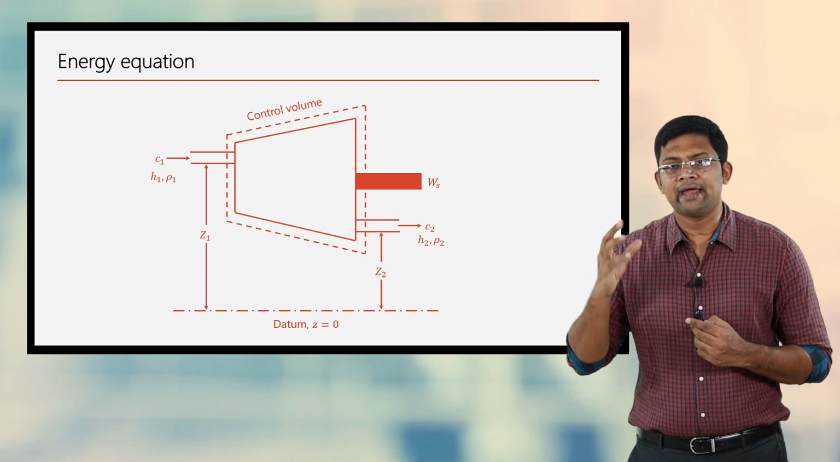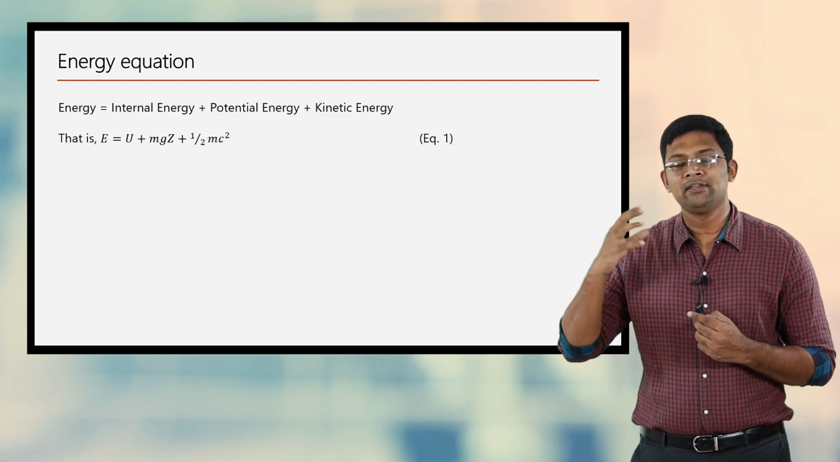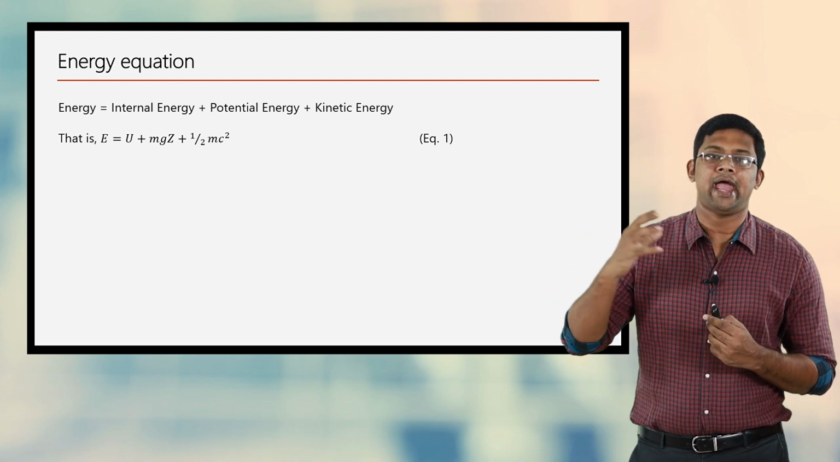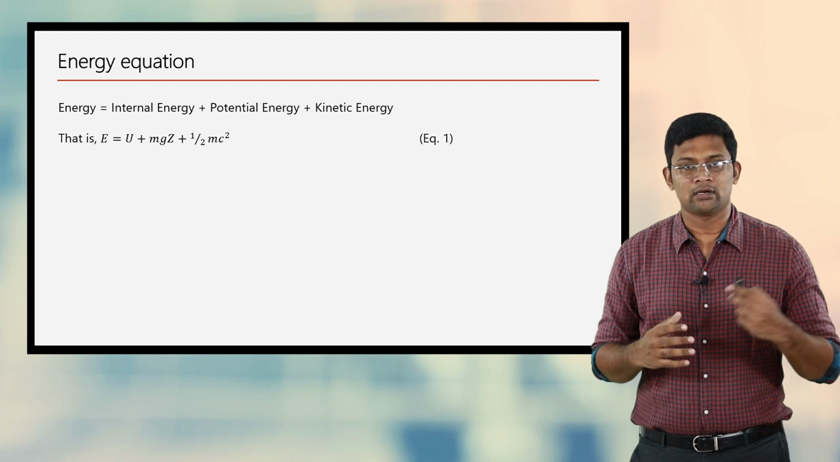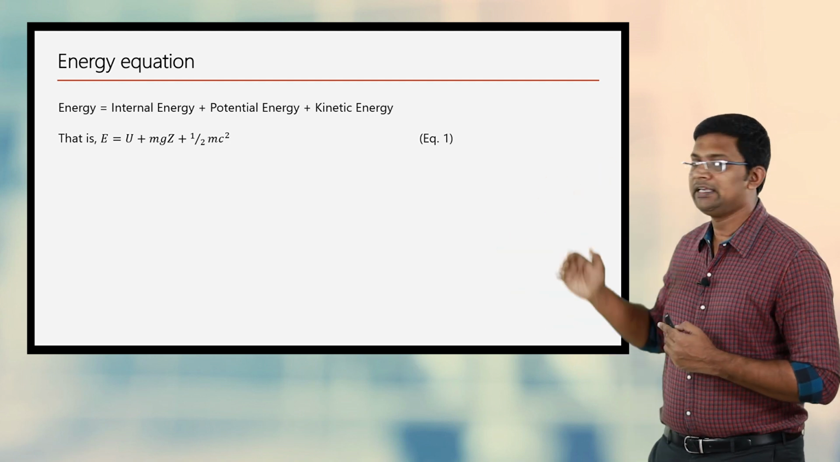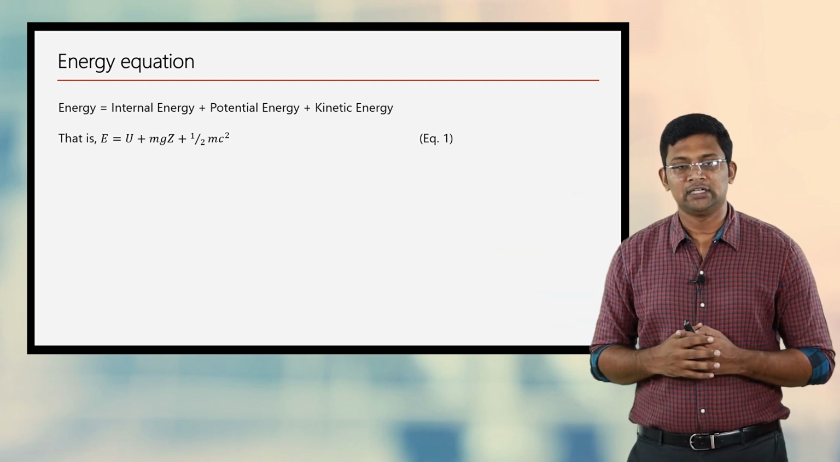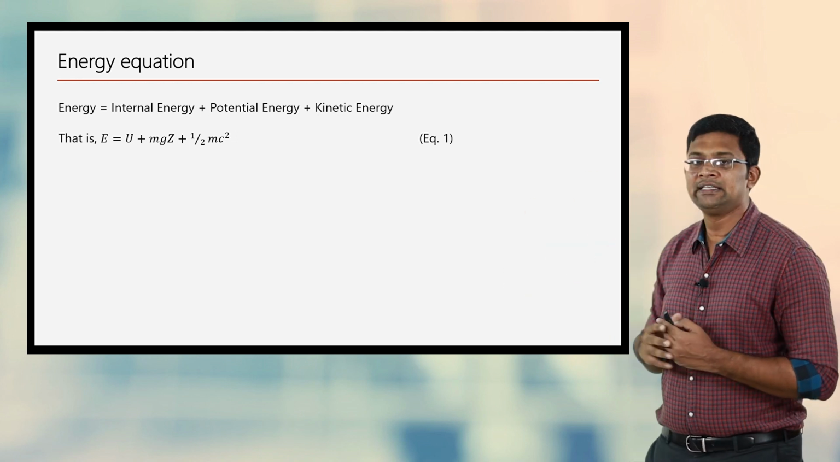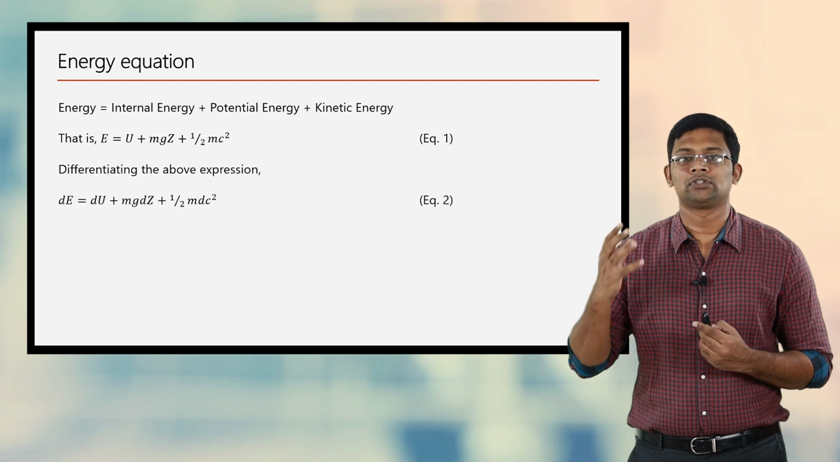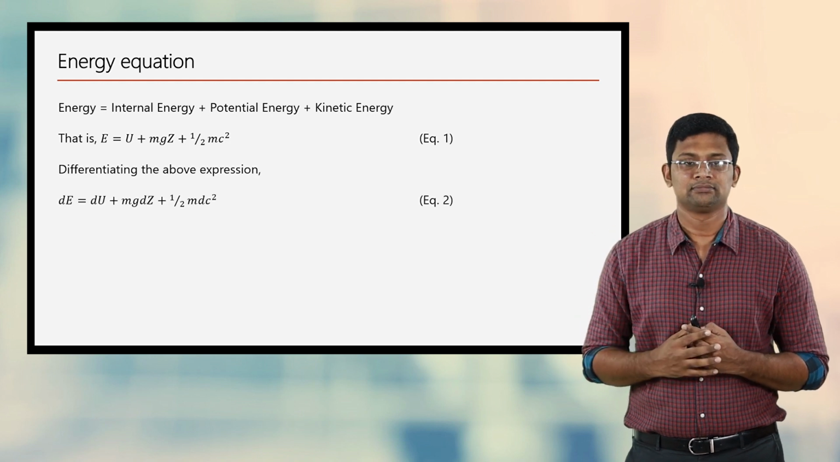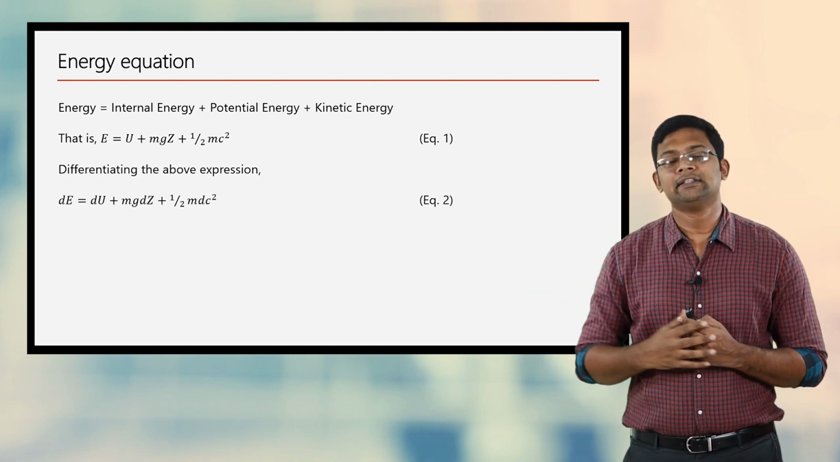We know the total energy in a system is the sum of internal energy, potential energy and kinetic energy. That is, E is equal to U, that is the internal energy, plus mgz, that is the potential energy, plus half mc², that is the kinetic energy. So that is the expression for total energy of the system. Now let us differentiate this expression.